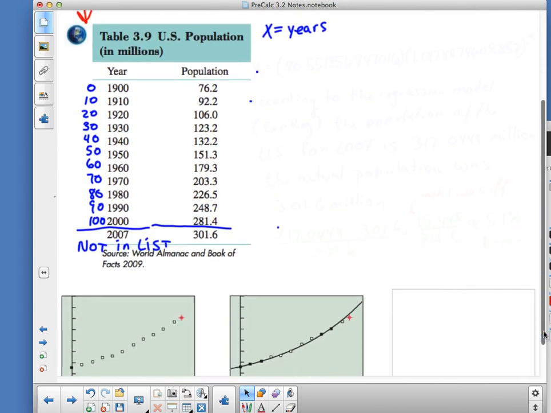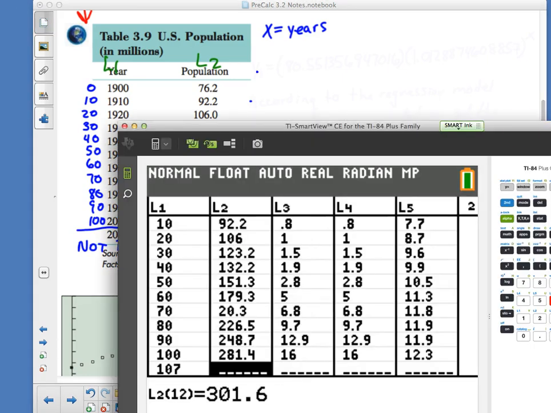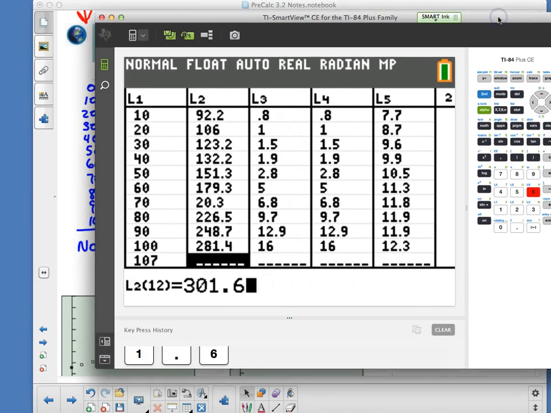Don't put 2007, 301.6 million in the list that you're making. But I would like this to be in list 1 and list 2, okay, as you put them in. And remember, since 1900, 1900 is 0, and you're working up 0, 10, 20, 30, 40, 50, 60, 70, 80, 90, 100. And I've got to fix mine because I think I was just quickly entering things, and I put in 2007, and I got to delete those.